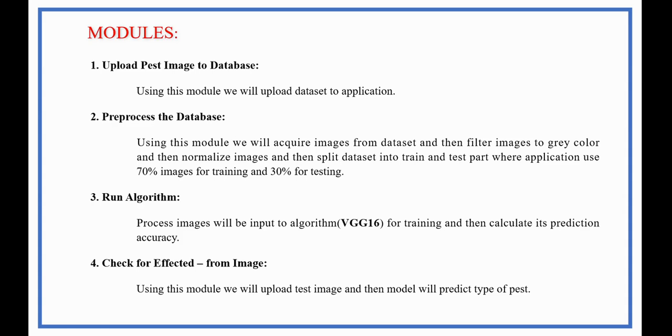The core modules of the project: upload pest images, where the dataset is uploaded to the application. Pre-processing: images are converted to grayscale, normalized, and split into 70% training and 30% testing sets. Run algorithm: the VGG16 model is trained on the dataset. Test image prediction: a new image is uploaded and the model predicts the pest.